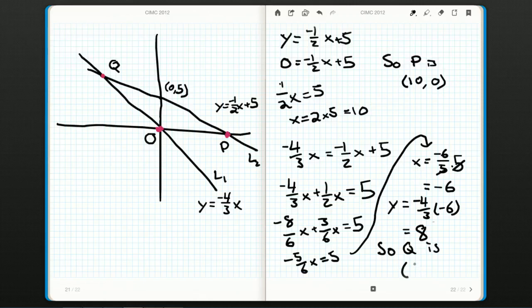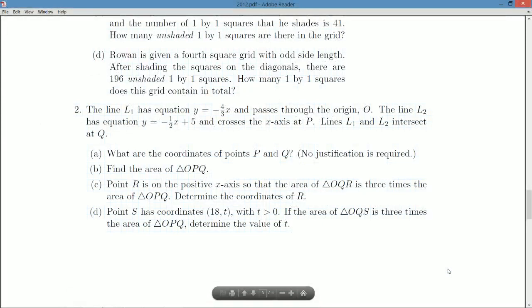So what is Q? Q is negative 6, 8. Fantastic. And that's all we were asked for part A. Just figure out the coordinates of P and Q. I explained a lot, but we didn't write down a whole lot of explanation. We just threw down our calculations, and we got P and Q. They looked like they worked. For Q, we could double check it by plugging negative 6 into the line that we didn't use and making sure we still get 8 out.